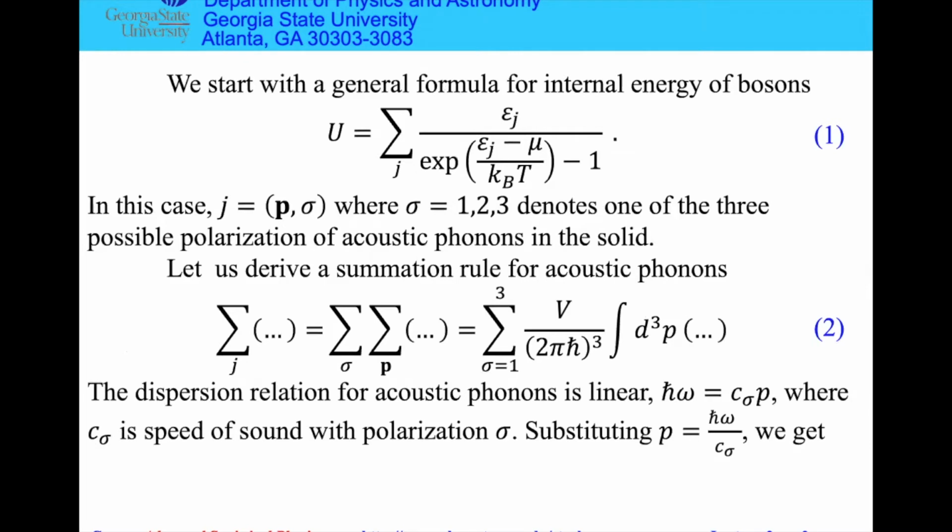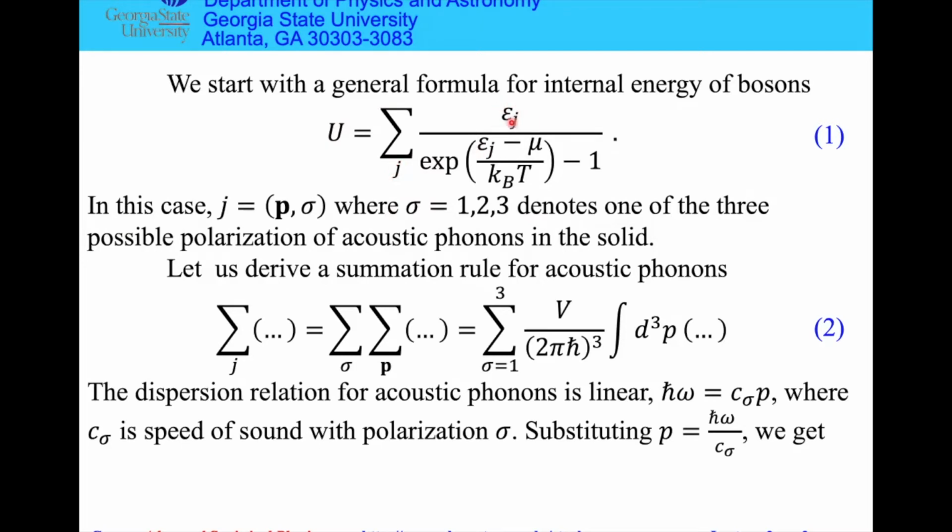We'll start with the general formula for internal energy of bosons. Why bosons, I'll show you in the next paragraph on the slide. Why phonons are bosons, just like photons are. So this general summation formula: this internal energy is a sum, we know it, over all states in the Hilbert space. And we know how to do it for momenta, and momentum will be a continuous coordinate.